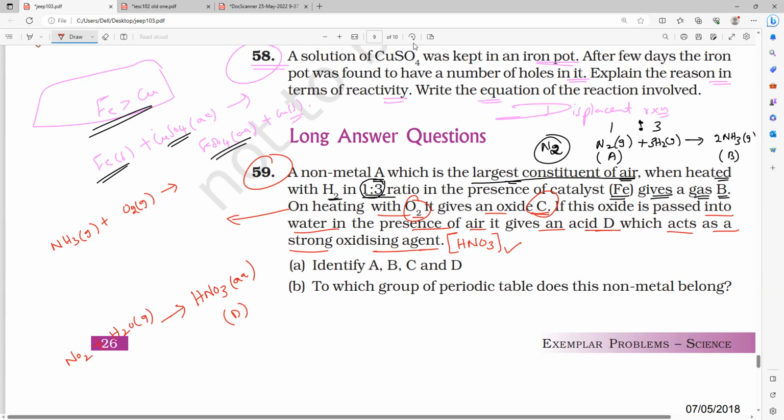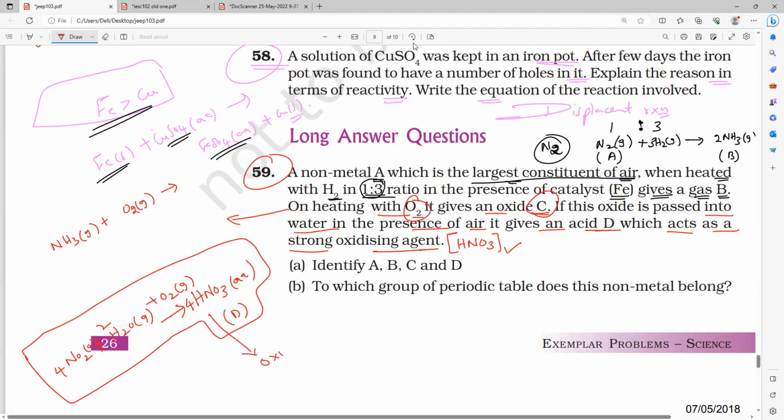Acid rain. I have taught you this. Do you remember, everybody? Balancing equation: 4NO2 plus 2H2O plus O2, O2 is also there, which will give you 4HNO3. So this is the formation of nitric acid reaction. Am I right or wrong? Verify your notebooks. 4NO2 plus 2H2O plus O2 gives you 4HNO3. So nitric acid is called a strong oxidizing agent.